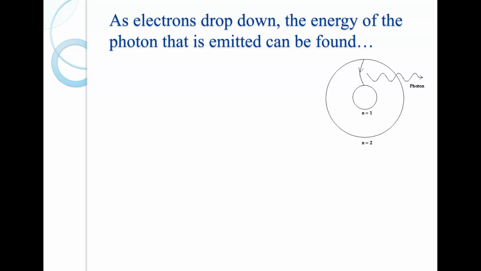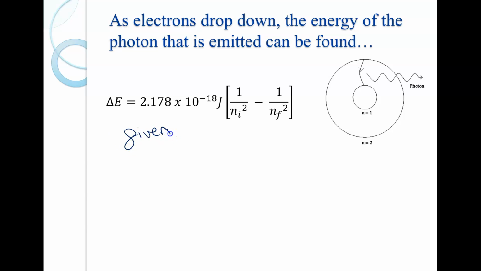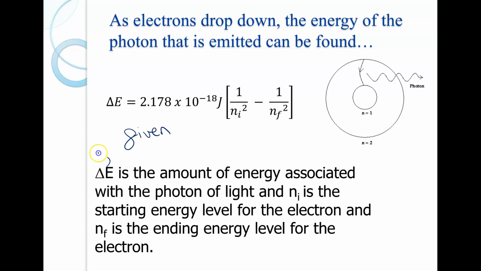Okay, as the electrons drop down, the energy of the photon that is emitted can be found by doing a calculation. Go ahead and write this down. I will give it to you. You do not even need to memorize it. This is how he calculated the energy that's involved, where delta E is the amount of energy that is associated with a photon of light. It can either be absorbed as the electron goes up, positive delta E, or released as the electron drops down, negative delta E. Ni is the energy level it starts at, and Nf is the energy level it ends up at. Okay? I'll give it to you.